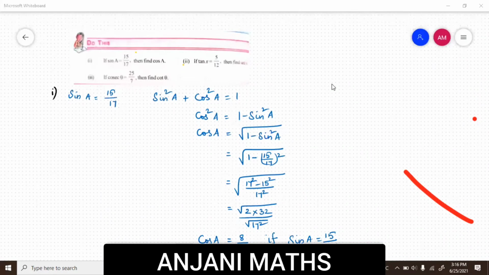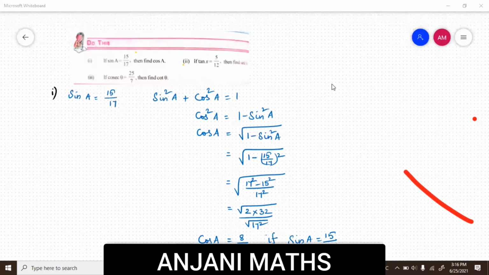What is that identity? Cosecant square theta minus cot square theta is equal to 1. Cosecant square theta minus cot square theta equals 1, ma'am.